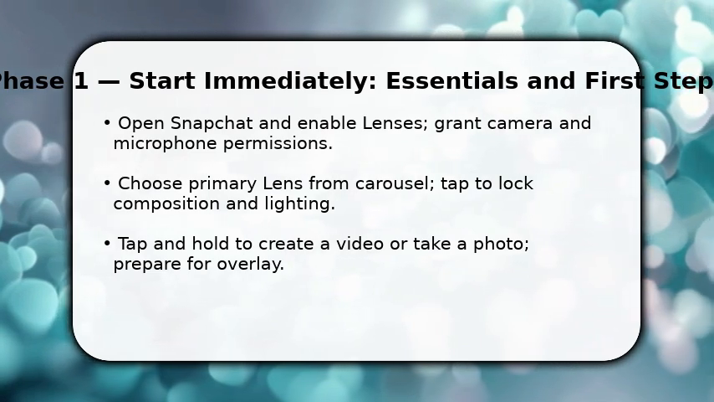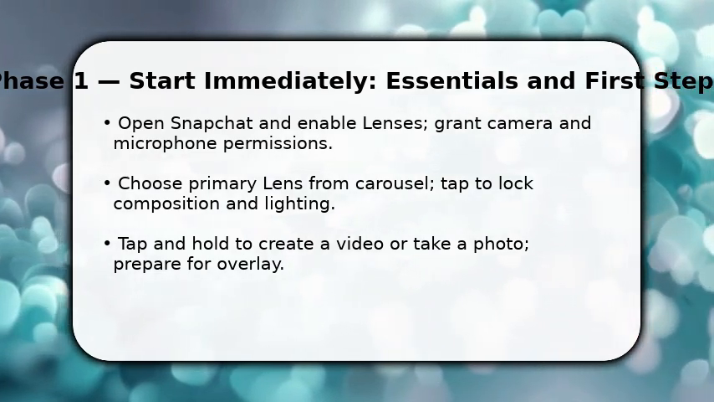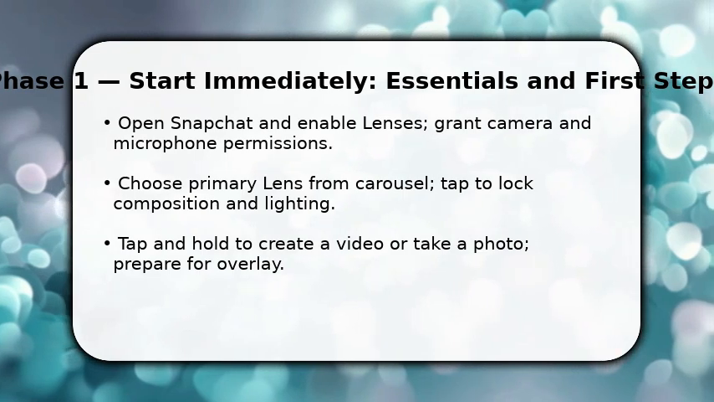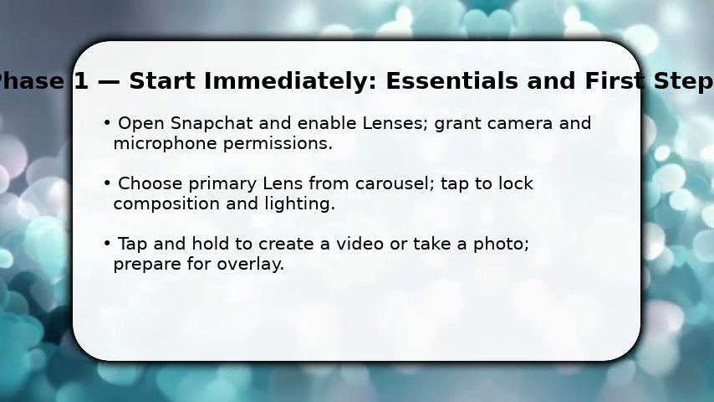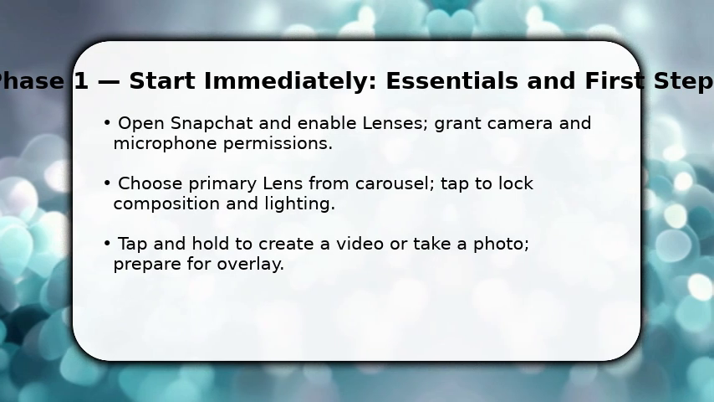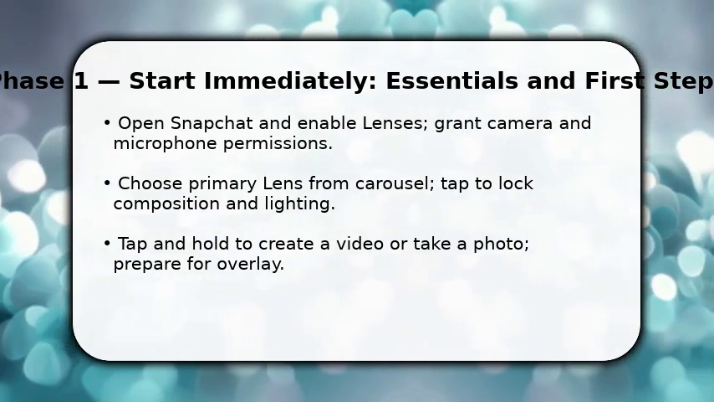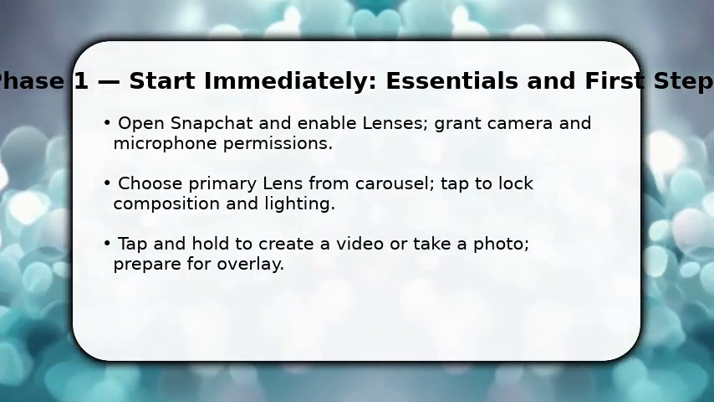Once you've positioned the camera, press and hold to record video or tap for a photo. Don't release yet if recording. This step locks the primary effect in place. It's crucial because the second filter will be layered on top of that captured state, so get it right now.